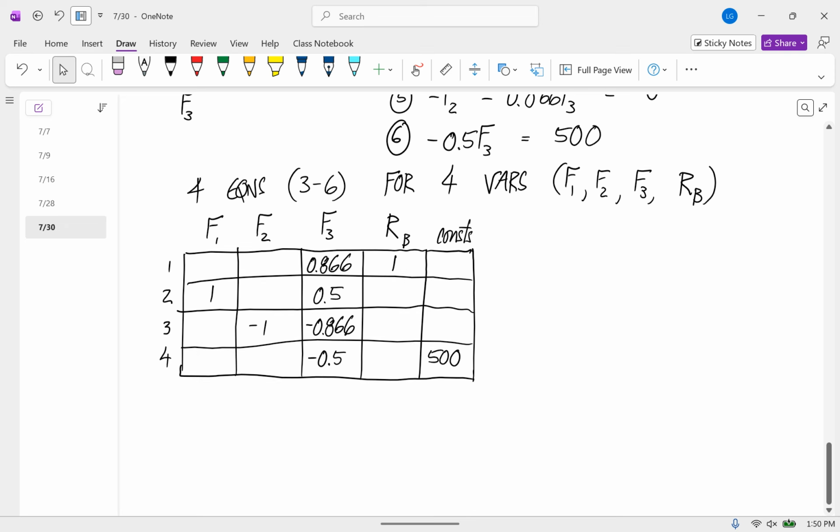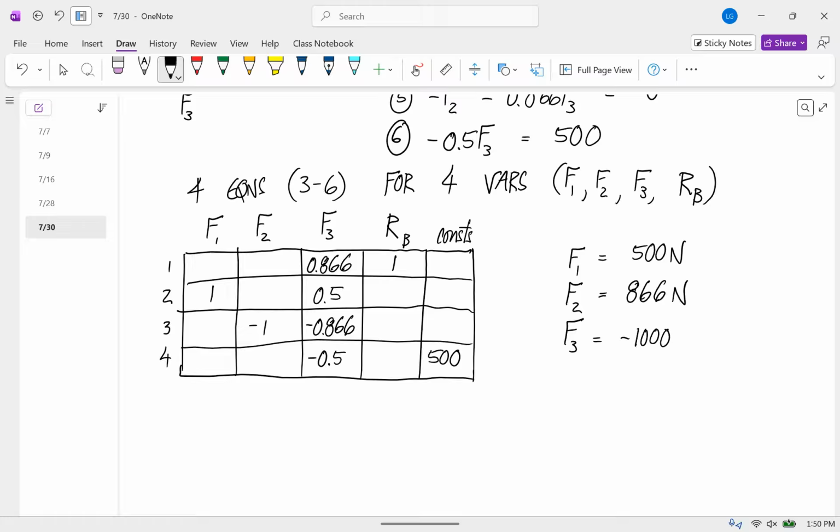And what we get here is F1 is equal to 500 newtons. Since that's positive, we know F1 is in tension. F2 is positive 0.866, meaning that's also in tension. F3 is negative 1,000. The negative tells us that that member is in compression. And then we also have an answer for RB, which we don't care about, but we needed to get it to solve this system, and you get positive 866.